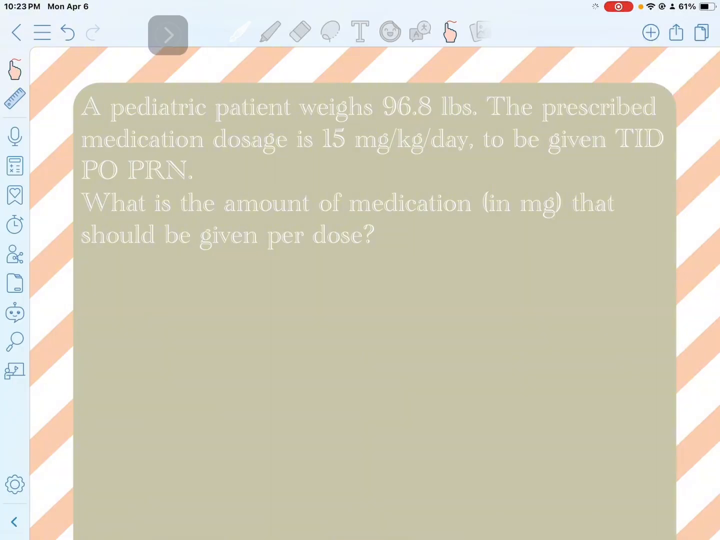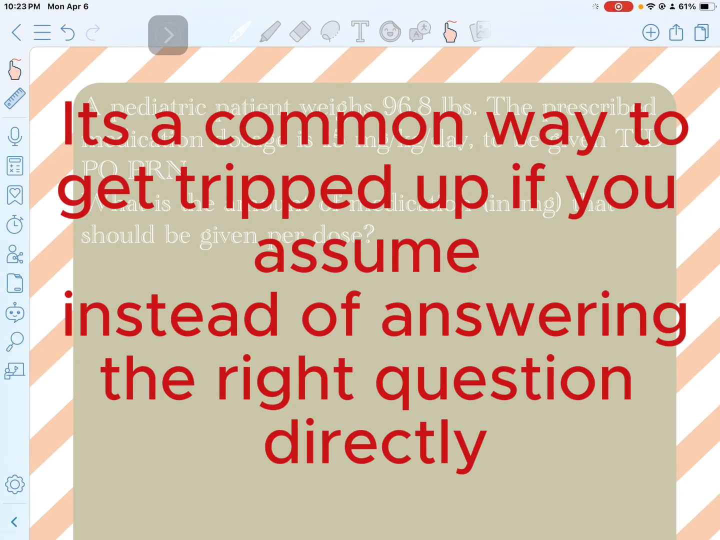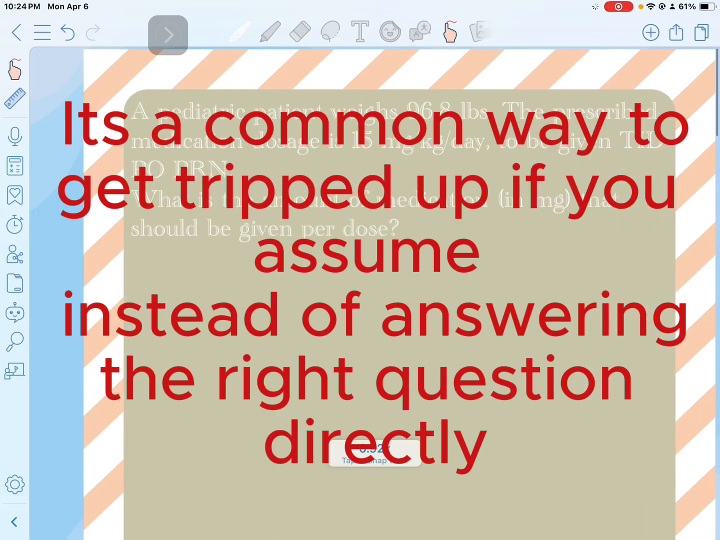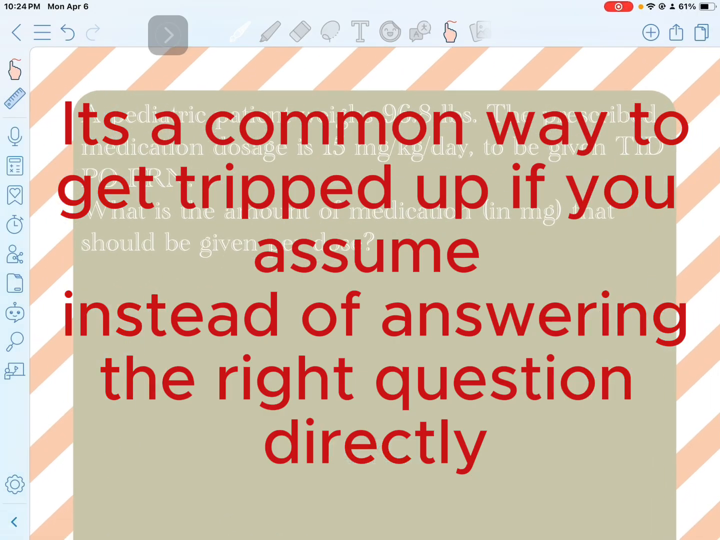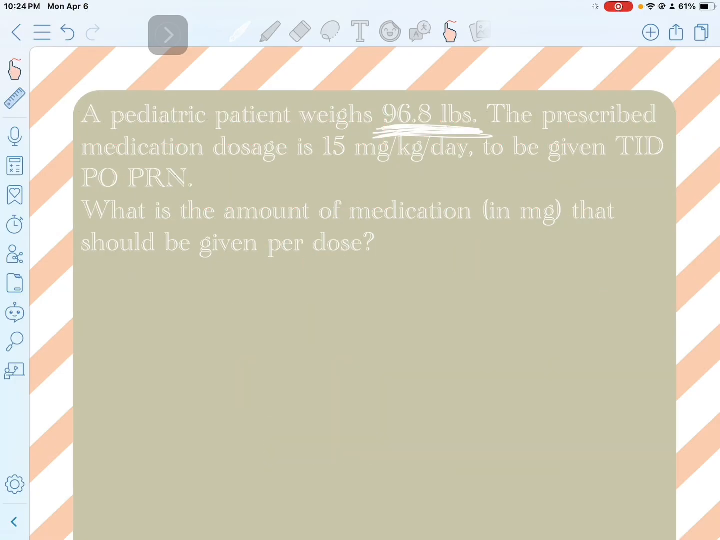Okay, so always read what the question is actually asking you, because it will help you determine what's fluff or not, which is half the battle, honestly. So we're going to write what we have, which is what the patient actually weighs, then the medication dosage, which is the rules they have for that, and then the actual question, which is per dose. They're asking us what it is per dose. And then we have the frequency, which is very important, which is 3 times a day.